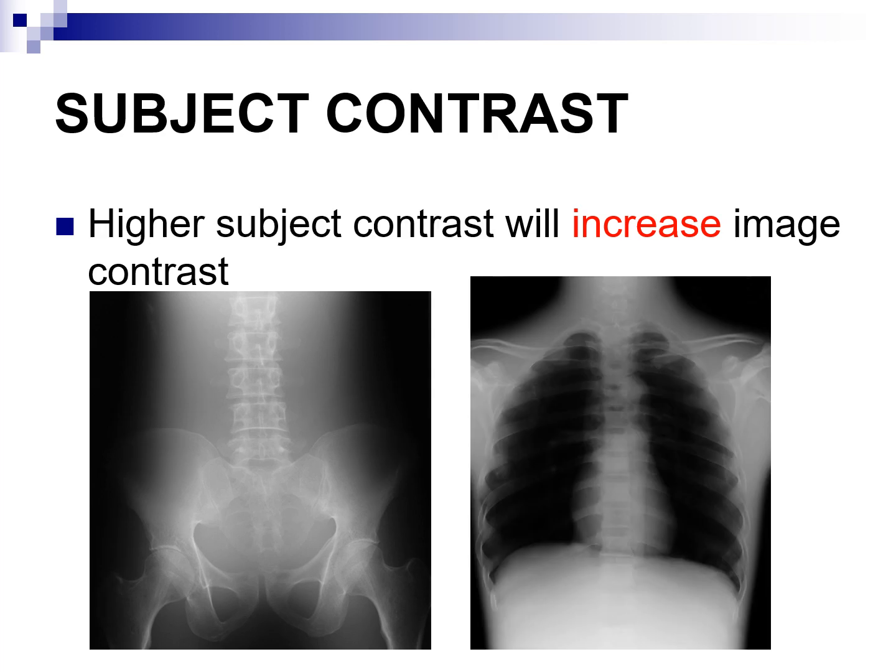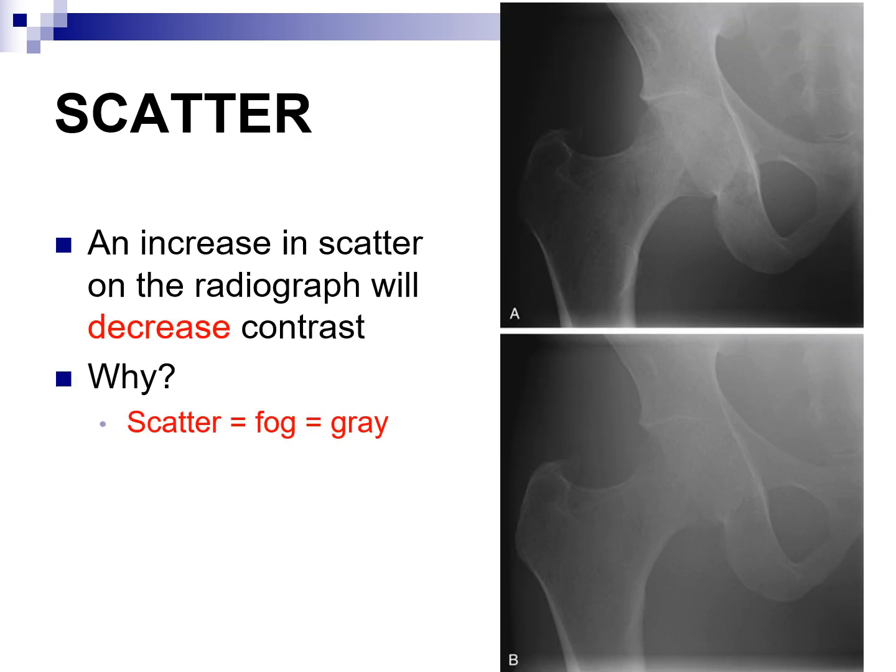Higher subject contrast will increase image contrast. In the images shown here, we've got an abdomen on the left-hand side, which is grayer, and the chest x-ray on the right-hand side, which is more black and white. Therefore, the chest x-ray has higher subject contrast with a higher image contrast. An increase of scatter on the radiograph will decrease contrast. Well, why? Because scatter is going to appear as fog, and fog is gray. And so scatter decreases contrast always.